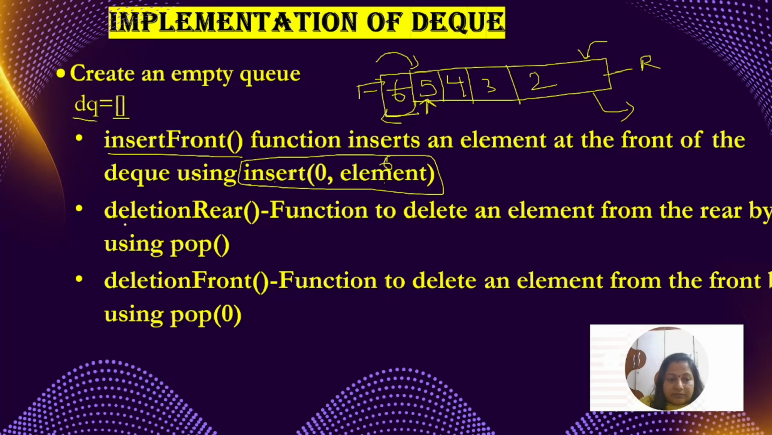Next, the next function is deletion at the rear. Now you are going to delete from the rear. How can you do that? The function used to delete from the rear is the pop function. If you're not passing any parameters, by default the last element will get deleted. And next one is the deletion of front. How can you delete from the front? Pop of 0, right? Like a queue, the same way, pop of 0.